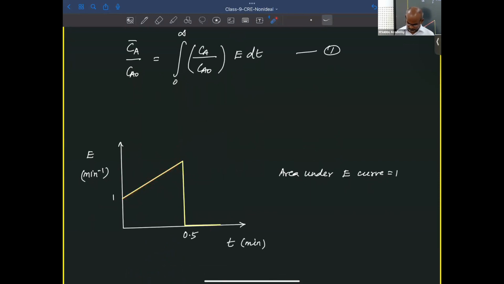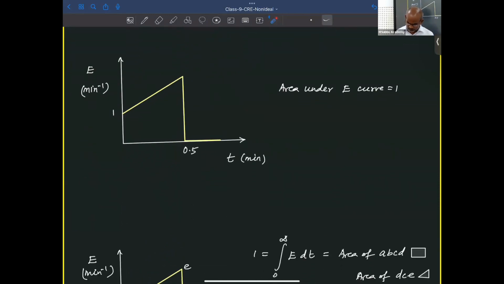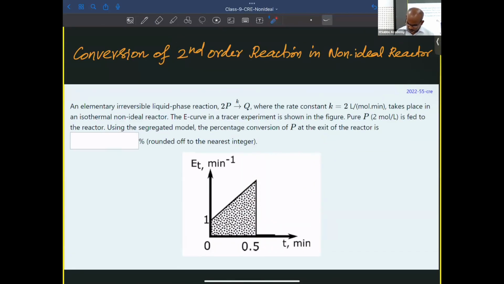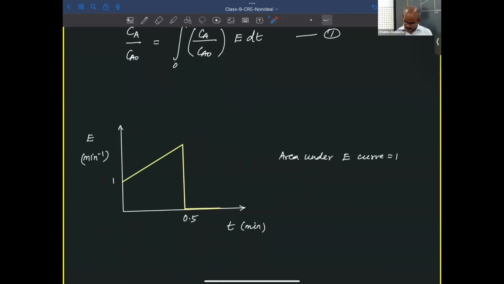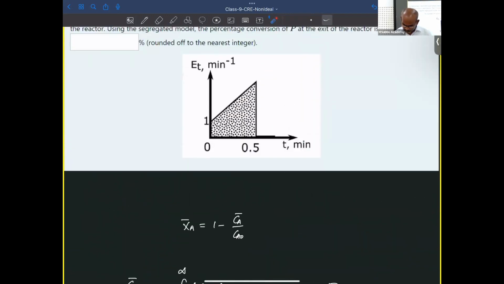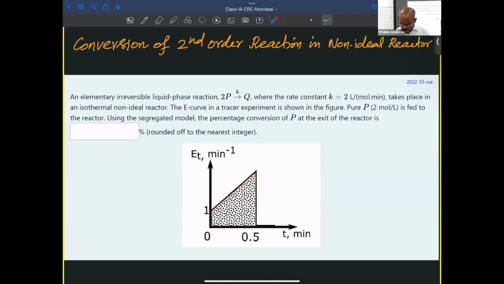What is the equation of that? We don't know the value of this point. One point is 0, 1, and the other point is at 0.5, but the y value is not known. That value we have to get. For that, we know the rule that the area under the E curve is equal to 1. This area is the rectangle area plus the triangle area.